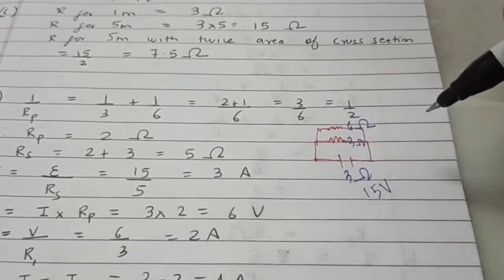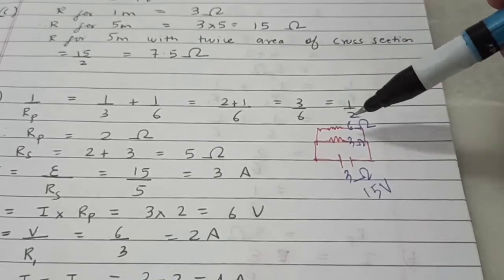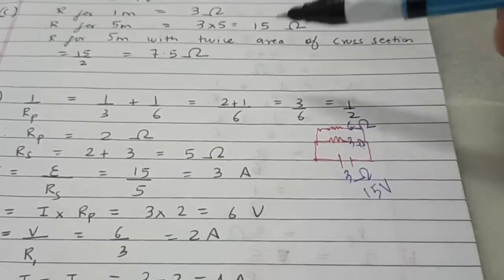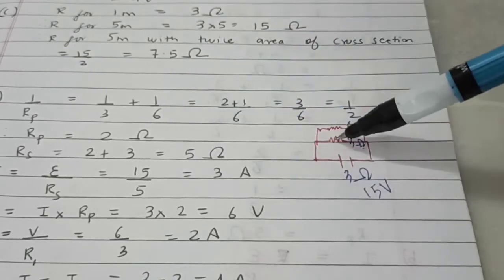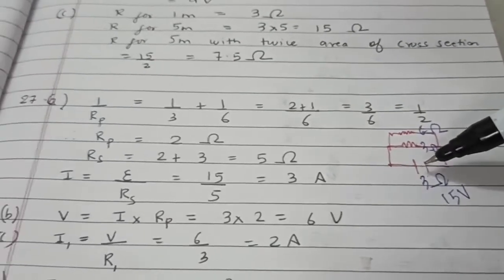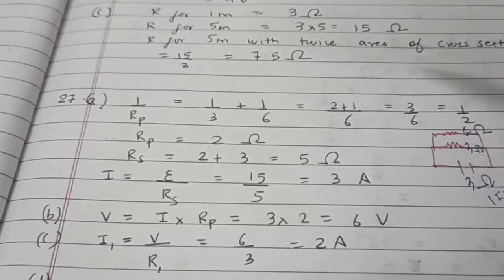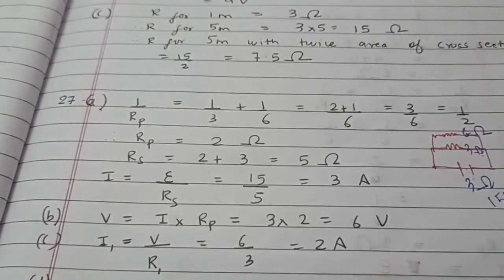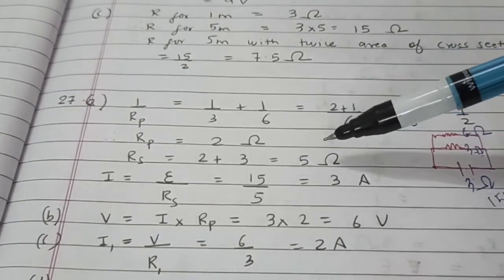And I want total resistance. That we'll have to find out. First, 6 and 3 are in parallel. So find the parallel resistance, which comes out to be 2. Then that is in series with the internal resistance, small r. Yes, small r is always in series with the external resistances. So I got that as 5 ohm.